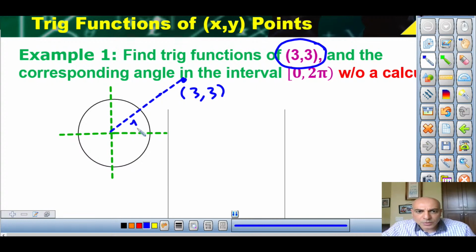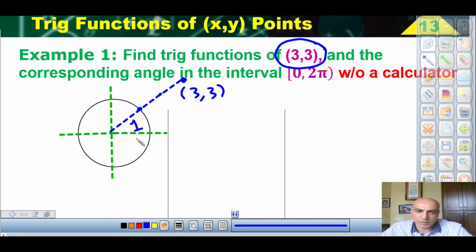So this is the unit circle. This is unit 1. If you gave me this one here, I would know it would be less than that. But this point is beyond the unit circle. So how do you get the trig functions for that point? How do you get the cosine, sine, and tangent for that point? That's what we're going to talk about today. Very easy. I just showed you how.